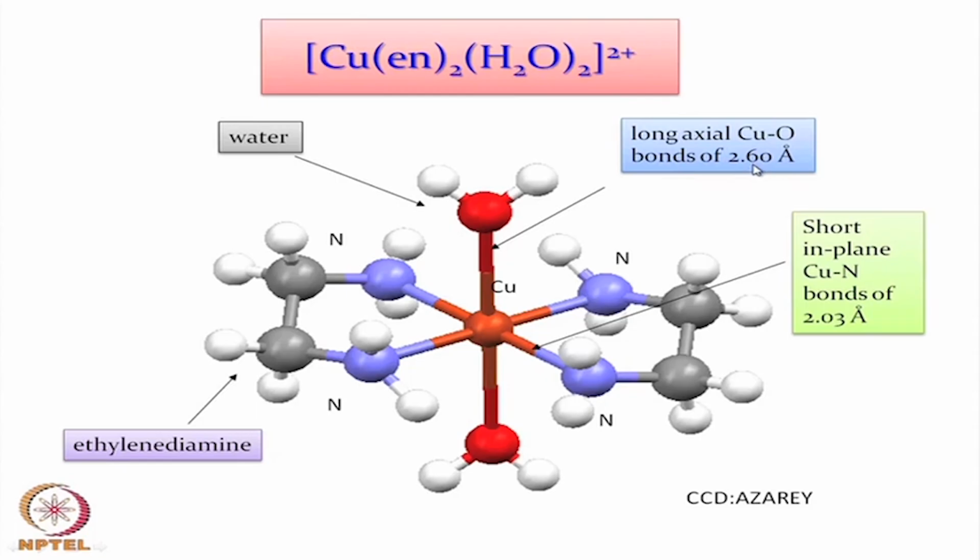It is in the range of 260 picometer or 2.60 angstrom, and the short in-plane copper nitrogen bonds are in the range of 2.03 angstrom. So, these copper nitrogen bonds are shorter in plane, and we have the corresponding longer distances along this particular axis, which is the elongated axis, and we have the bis ethylene diamine molecule for this sort of distortion. When we have chelate rings, we also see the distortion, because the chelates are only restricted within the square plane, and the axial directions are free for water coordination.